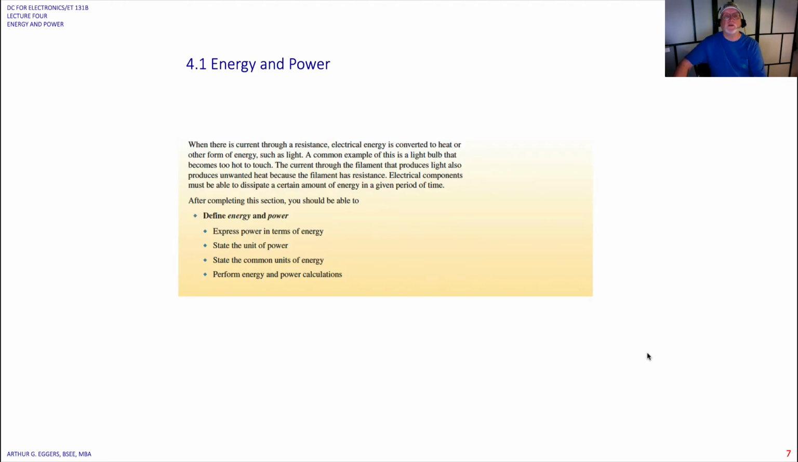When there's current through a resistance, electrical energy is converted to heat or other forms of energy, such as light. A common example of this is a light bulb that becomes too hot to touch. The current through the filament that produces light also produces unwanted heat because the filament has resistance. Electrical components must be able to dissipate a certain amount of energy in a given period of time.